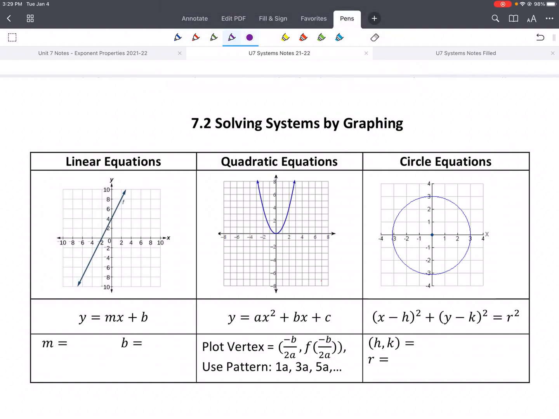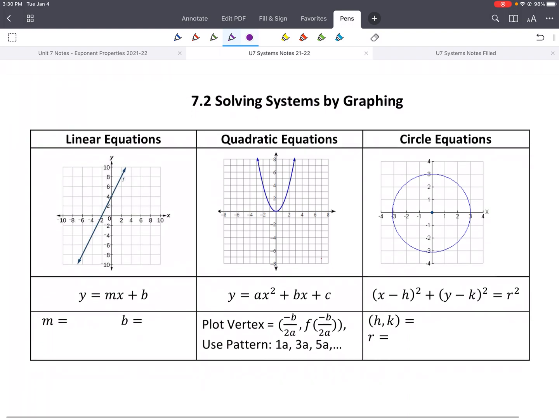All right, hey everybody, this is 7.2, Solving Systems by Graphing. In our last lesson we talked about graphing circles, so you're going to need that. If you haven't done 7.1, please go back and do that first. When we are solving systems, basically we're trying to find where they intersect. What do they have in common? So what we'll need to do is graph our equations and see where they intersect.